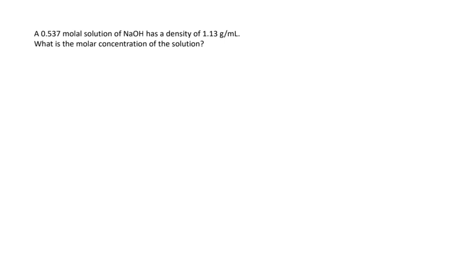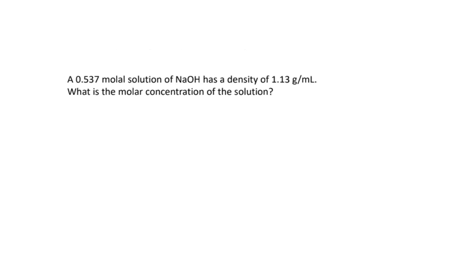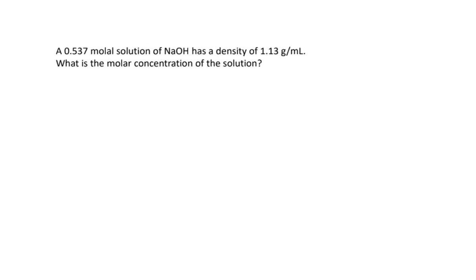All right, so this is the last slide in the section, I think it was the 13.4 concentration section. So we're going to do a conversion between molality and molarity, which is one of the harder conversions. Here we're going to have a 0.537 molal solution of sodium hydroxide, which has a density of 1.13 grams per milliliter. And we want to calculate the molar concentration of the solution.